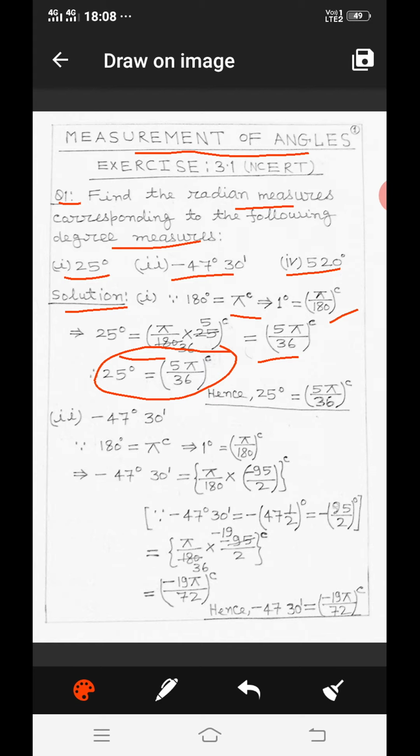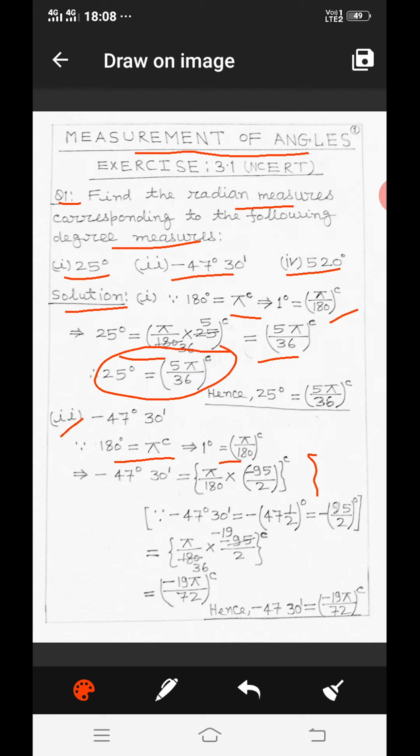Second part, minus 47 degree 30 minutes. Dear students, already we know 180 degree is equal to pi radian, implies that 1 degree is equal to pi by 180 radian. Therefore, minus 47 degree 30 minutes equals pi by 180 into minus 95 by 2 radian.